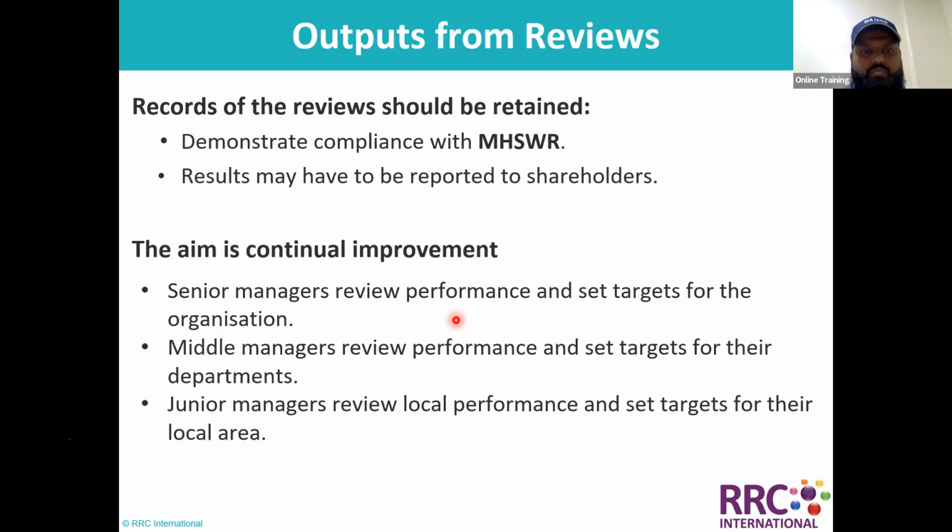Senior managers review performance and set targets for the organization. Middle managers review performance and set targets for their departments. Junior managers review local performance and set targets for their local areas. Once local area targets are met, they feed back to the middle manager, and once those are met, feedback goes to senior management. These are the ways in which we perform our reviews and feed back to our senior management.